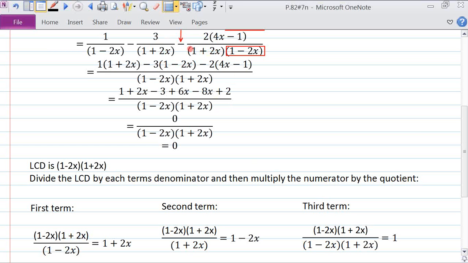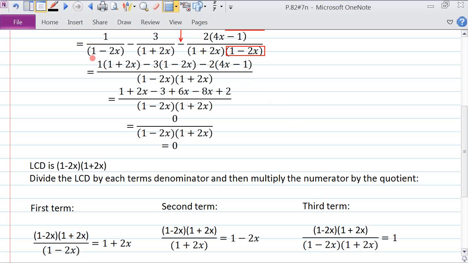In this case, in the third term, I've got 1 plus 2x, 1 minus 2x, 1 plus 2x divided by the same thing. These are identical. The type's a little different, but these are identical and it becomes 1, so I don't really have to do anything. 2 times 1 is 2.